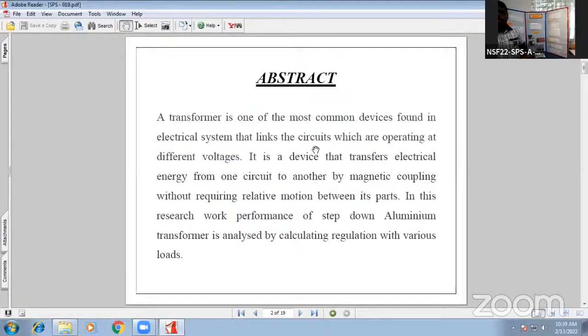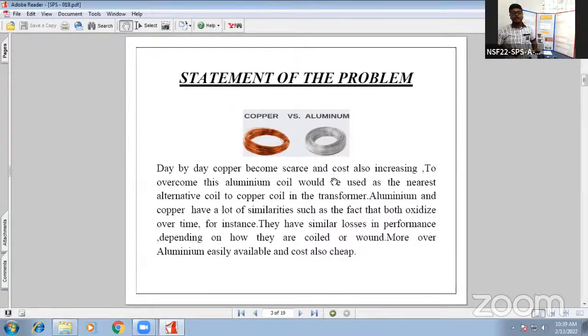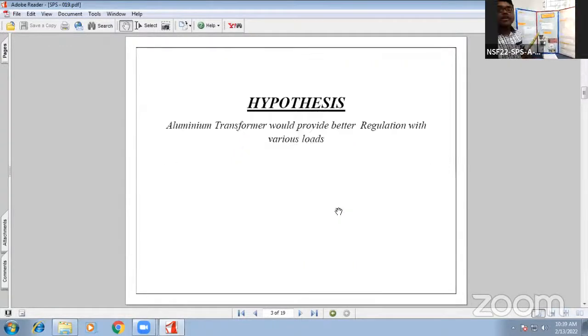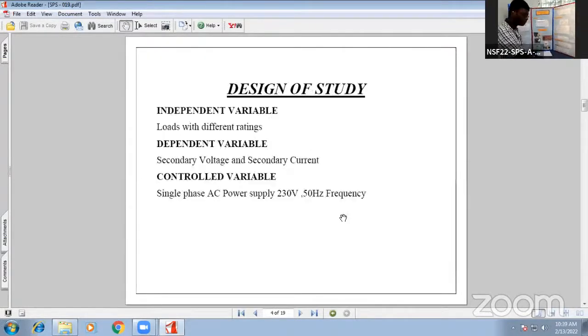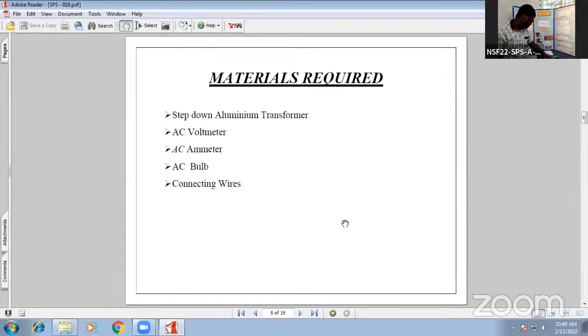So I thought, why not find an alternative. So I went with aluminium because aluminium and copper have many similarities, very similar resistance. For this analysis, I used the regulation method to find the regulation of the aluminum transformer. For this, I used a 230 volt to 24 volt step-down transformer. On the primary side, 230 volts is coming in. The secondary side is rated to 24 volts. So I used a 24 volt transformer, a 60 volt motor and a 24 volt bulb.